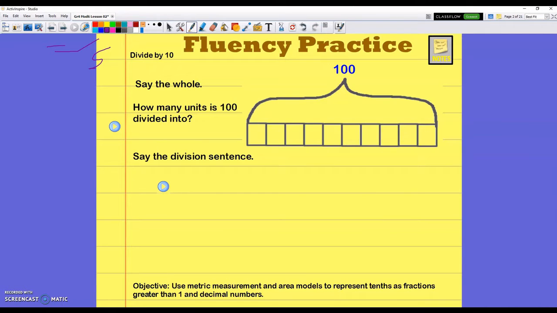Fluency practice, divide by 10. Say the whole. Our whole here is 10. How many units is 10 divided into? So that's what we're asking, 100 into 10. And so how many would go in each box? So we know that 10 would evenly go into each box.